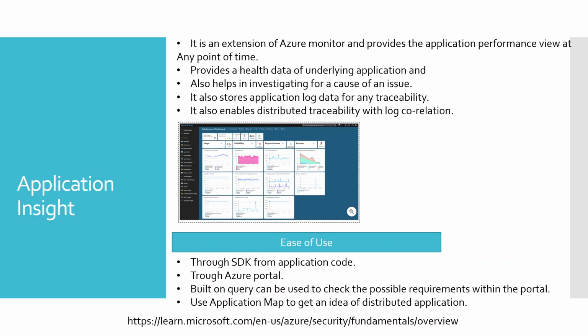you can deep dive more into different areas within Application Insights. You can build your own query, okay, and that can be used to check the possible requirements that you are looking for within your application. And you can use Application Map, which is for me the best capability from Application Insights, where you can always get an overview of all the connecting applications to the core applications.